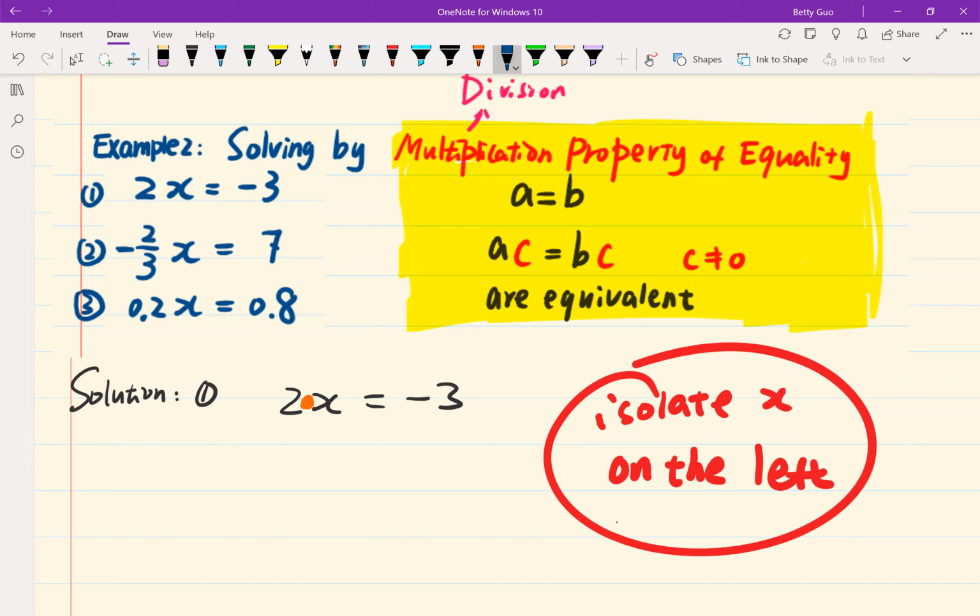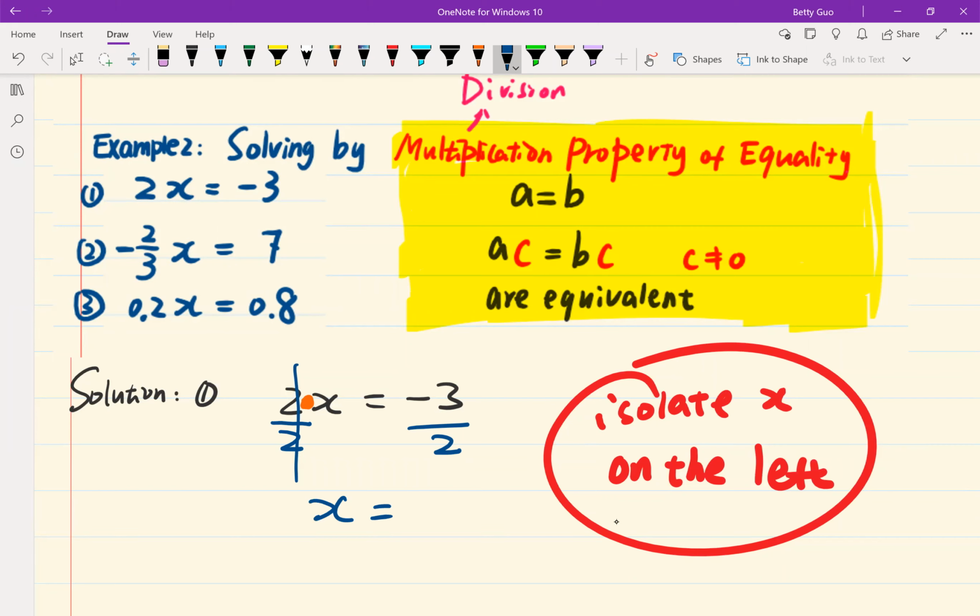So again, we're going to do the same thing to both sides. We are going to divide both sides of the equation by 2. 2 over 2 is 1, right? Yeah, 1 times x is x. So isolate x on the left, 2 is the coefficient of the x, right? When we want to isolate the x, we want to change the coefficient to 1. If it's not a 1, then we have to divide both sides by the coefficient itself. Here we divide both sides by 2. Does that make sense? So once the coefficient is 1, x is isolated in this case.